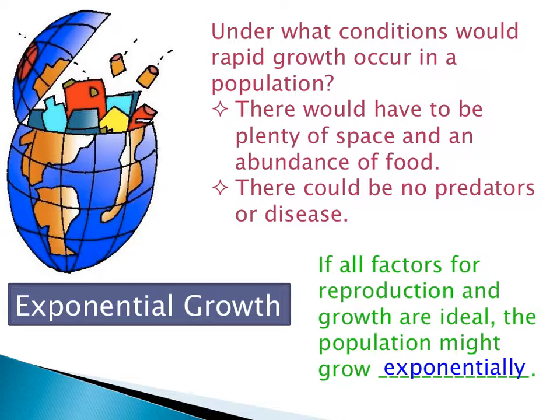So under what conditions or circumstances would rapid growth occur in a population? Of course, they'd need to have plenty of space, an abundance of food, no predators or disease. And so if all of these factors for reproduction and growth are ideal, the population might grow exponentially.